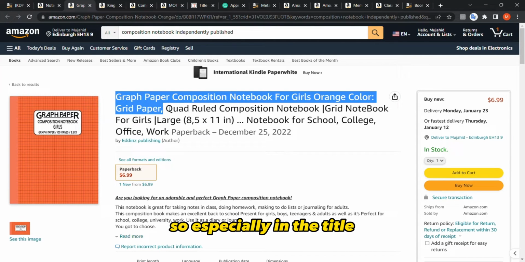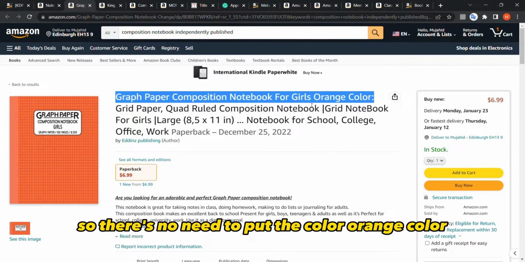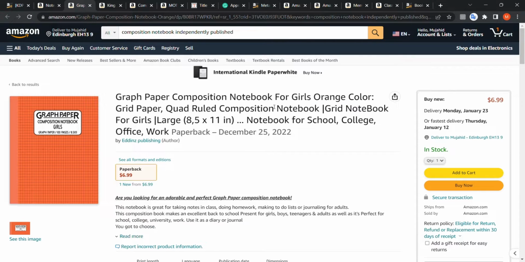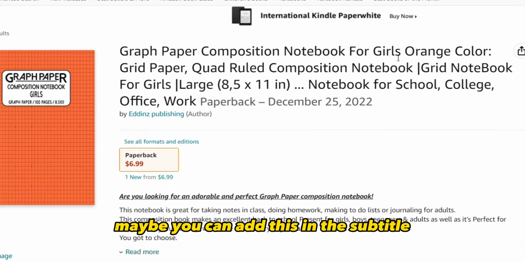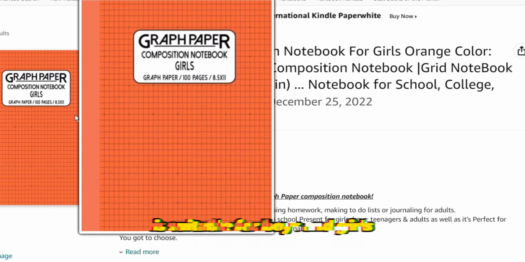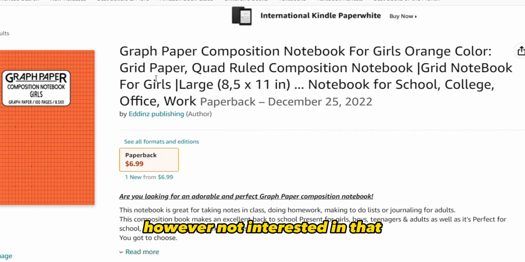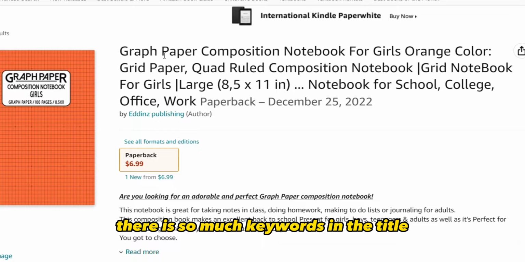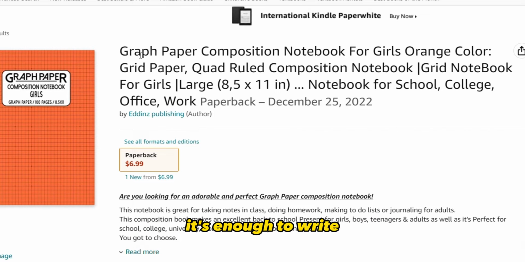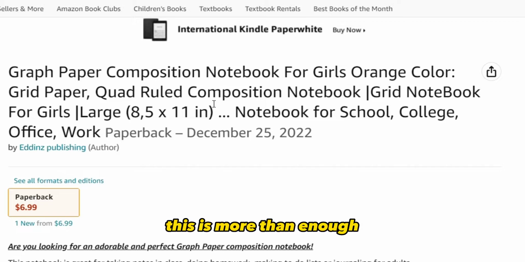So especially in the title, put only one keyword, the main keyword. There's no need to put the color, orange color, and for girls, not necessary. Maybe you can add this in the subtitle. And by the way, orange is suitable for boys and girls according to my knowledge. However, not interested in that. The main problem is there are so many keywords in the title, so avoid that. It's enough to write, for example, in this example, at most graph paper composition notebook. This is more than enough.